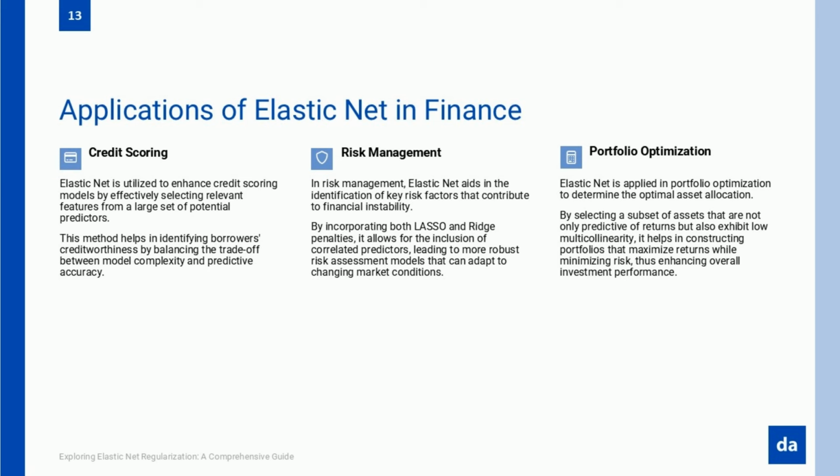Elastic Net allows financial analysts to build more stable and interpretable risk models by selecting the right mix of correlated variables, ensuring that no key predictor is left behind. And then there's portfolio optimization.